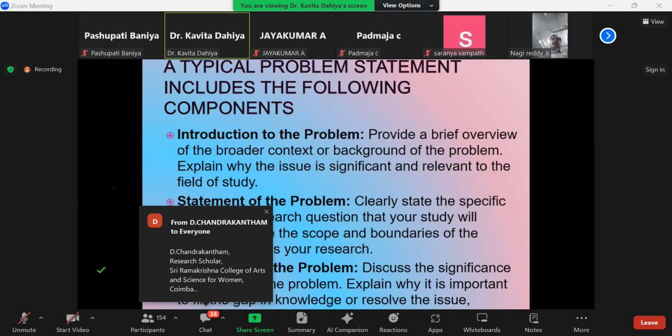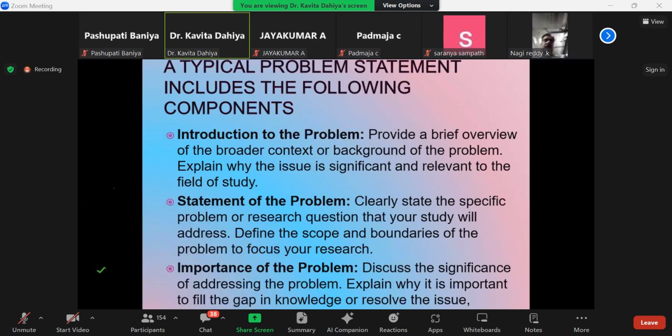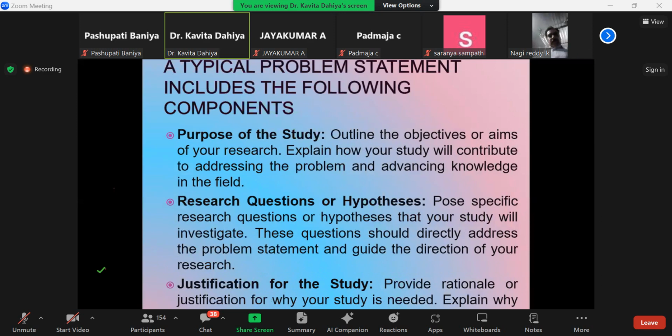Next is the importance of the problem, which discusses the significance of addressing the problem. It explains why it is important to fill the gap in the knowledge and resolve the issues, highlighting the potential implications for theory, practice, and policy. Then the purpose of the study, where the problem statement includes how your study is targeted towards one problem.